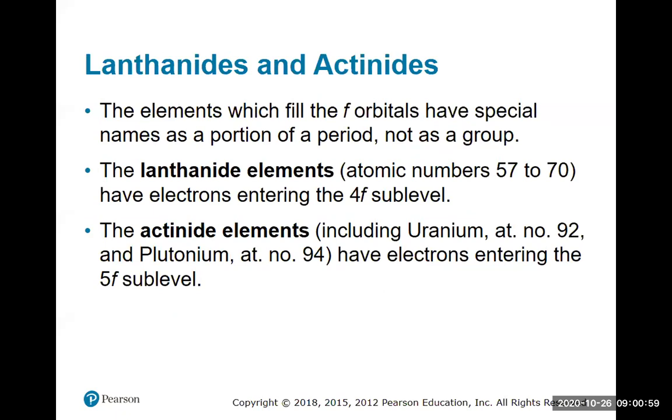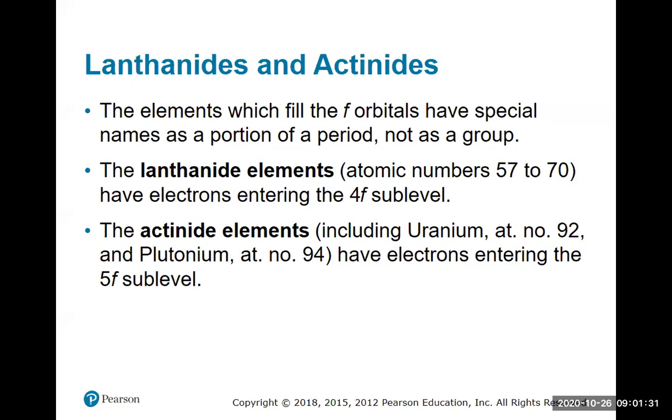Lanthanides and actinides are where we start filling the f orbitals. It's a similar kind of logic as we talked about for the d orbitals. You can see here the lanthanides are atomic numbers 57 to 70, and that's when you start getting electrons in the 4f sublevel. The actinides start around higher and you get to the 5f.